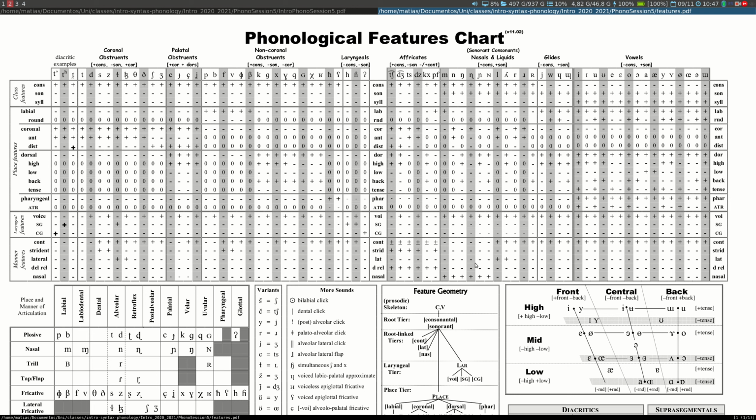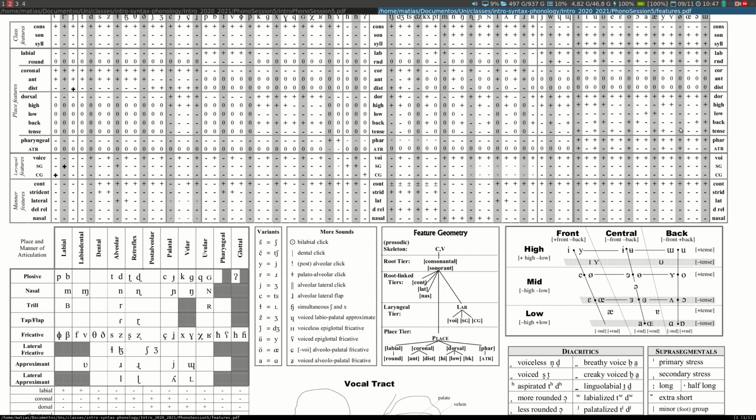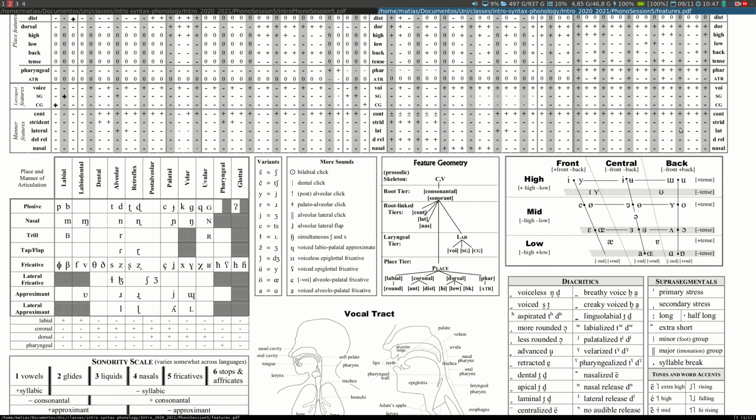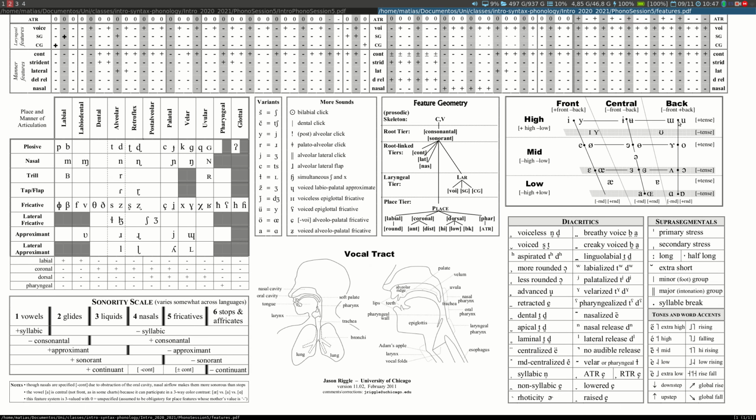I've uploaded this table. It is quite important and quite useful. I would seriously recommend that you download it, take a look, and it includes basically everything or most things you need for the exam. You can use it in the exam. It has the IPA table with the vowels and the consonants, some additional diacritics. It has a sonority scale.